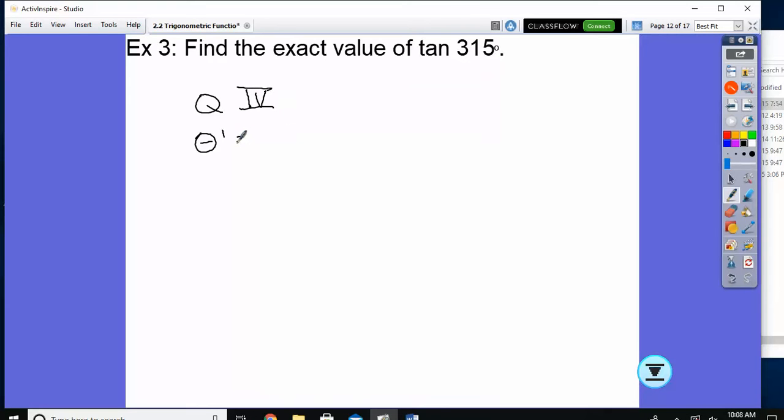4. Reference angle. In the fourth quadrant, reference angle is distance to the x-axis. So we do 360 minus 315. And we get 45 degrees.